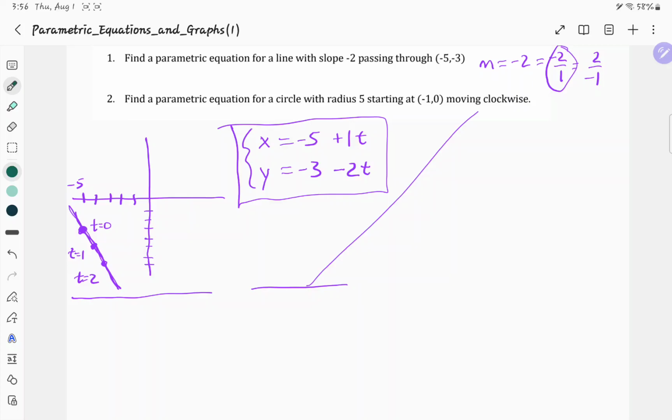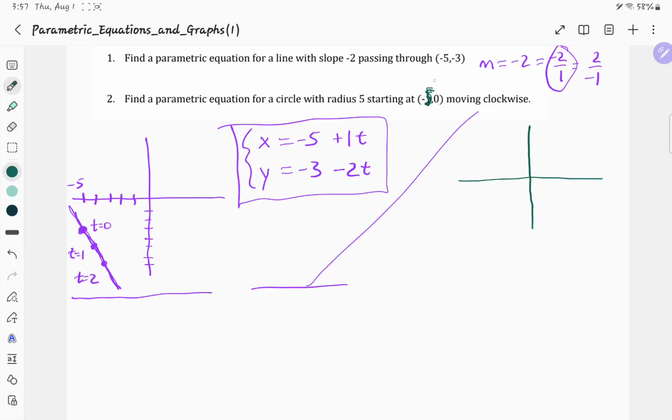Find a parametric equation for a circle with radius 5, starting at -1, 0, and moving clockwise. So these are always good to draw out, right? You can't ever go wrong drawing these out unless you mess up the drawing, so you just want to be very careful. Radius 5, right? That means we're going to start at 5. And I can already see a mistake on this one. This should be a -5, not -10. Because if we're having a radius 5, we shouldn't be at -1.